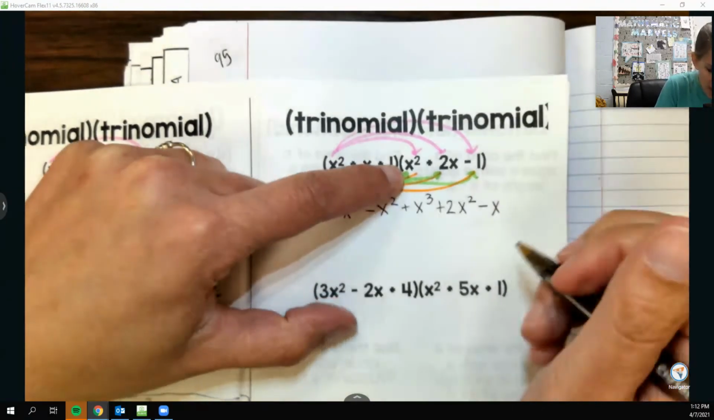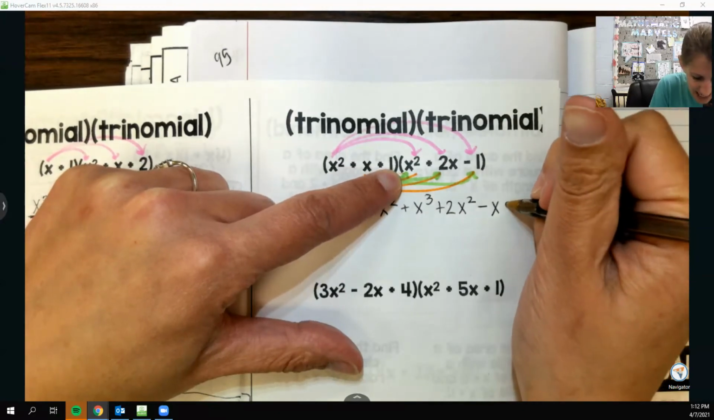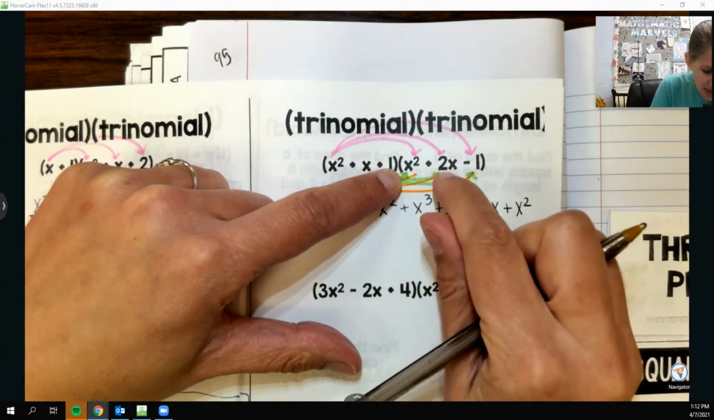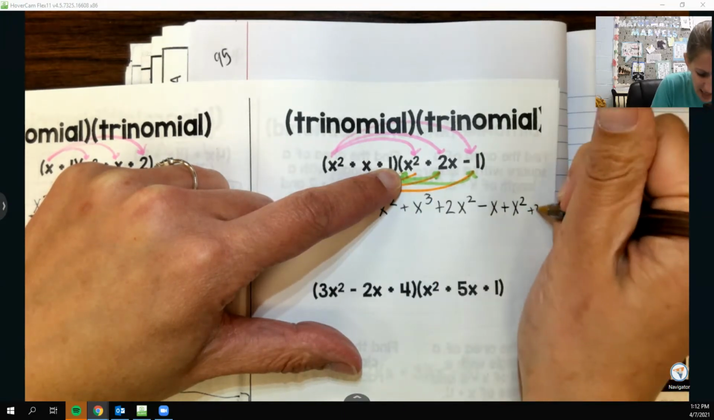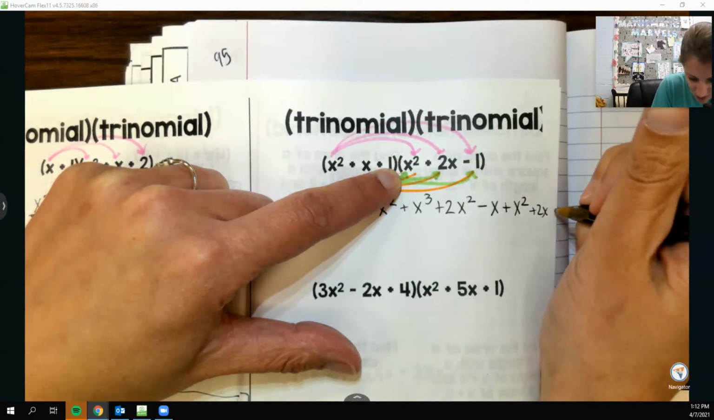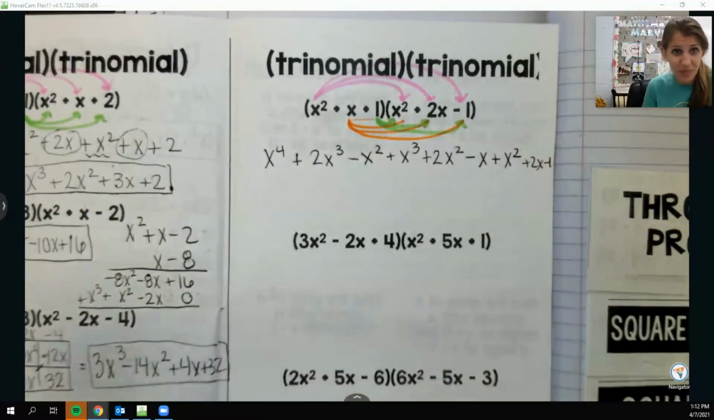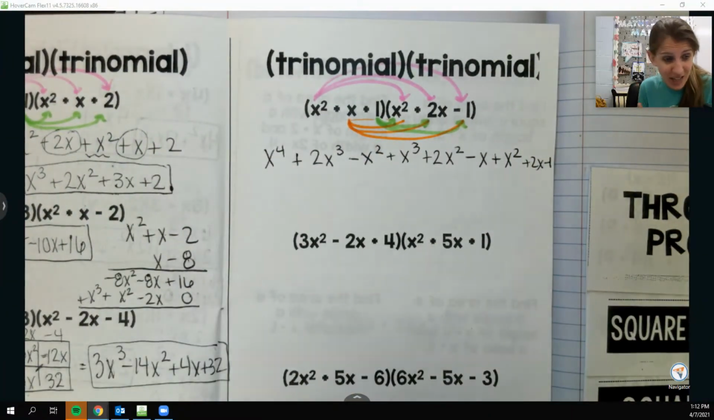And I move on to my 1, and I'm running out of space. So 1 times x squared is x squared. 1 times the 2x is 2x. And 1 times the -1 is -1. Oh, barely fit her in. Oh my gosh. Now I go through and collect like terms.